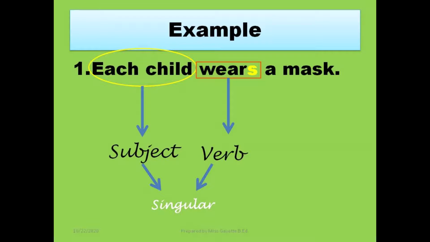Now let us look at a few examples. Example 1: Each child wears a mask. In this sentence, the subject is each child. We are talking about each child. That word each there is a singular expression, hence the verb that follows must also be singular. If singular verbs end with S, then we have the verb here, wears. So we say each child wears: singular subject, each child; singular verb, wears.